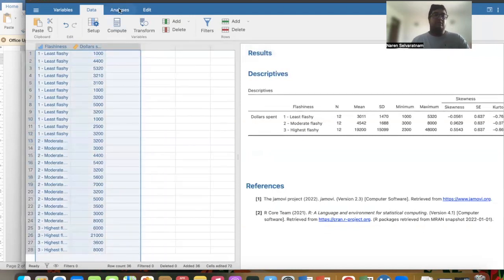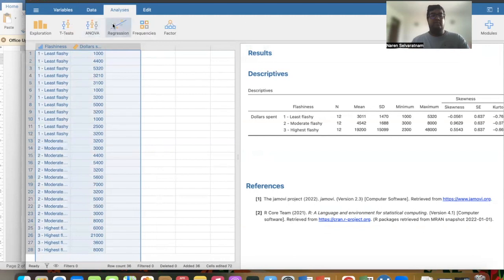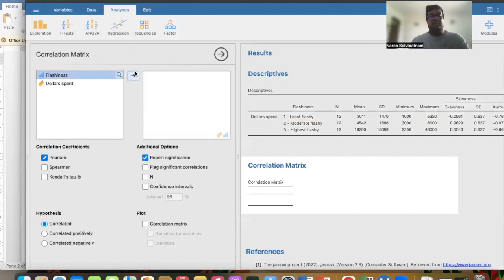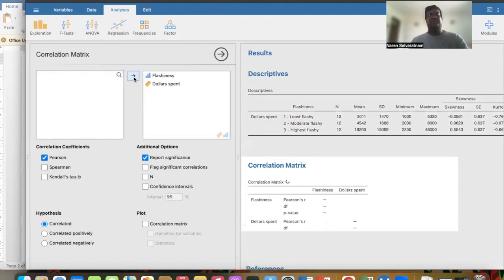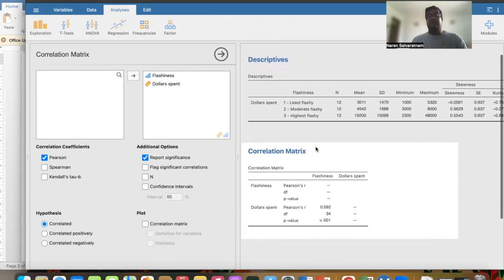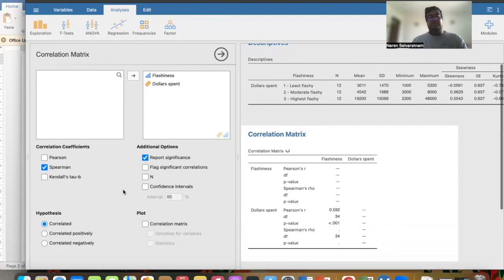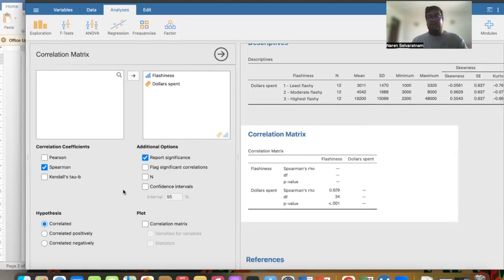So I'm going to click on analyze. Then I'm going to click on this regression option and go for a correlation matrix here. And then I'm going to put both these variables. You can just run a correlation to see whether increments in the flashiness have something to do with dollar spent as well. I'm going to go with the Spearman correlation because one of my variables is categorical.